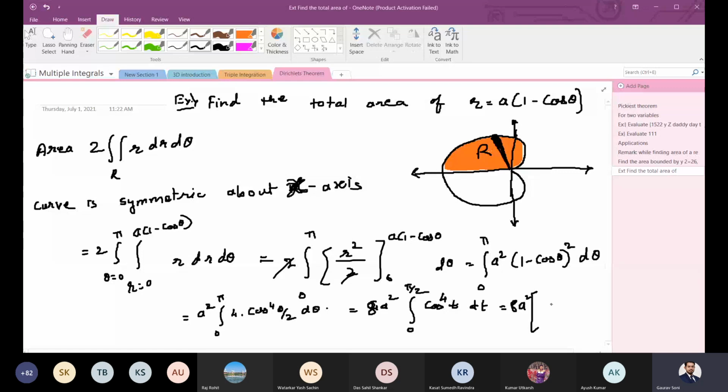We'll have 4, 3, 2, 1, pi by 2. This 4 into 2 into 2. Oh, sorry. Only 1, 2 will get cancelled. So the final answer is 3 a square pi by 2.